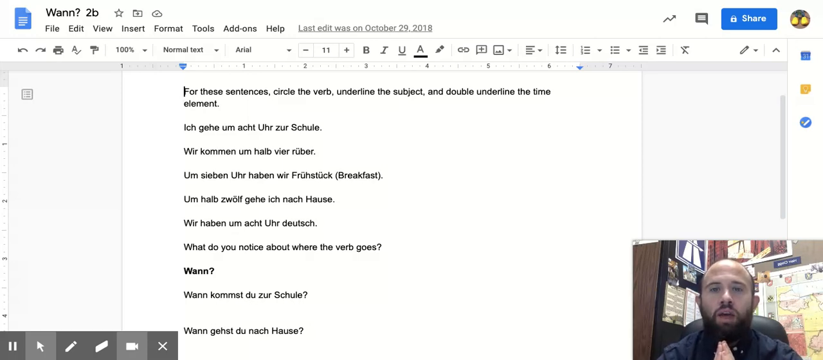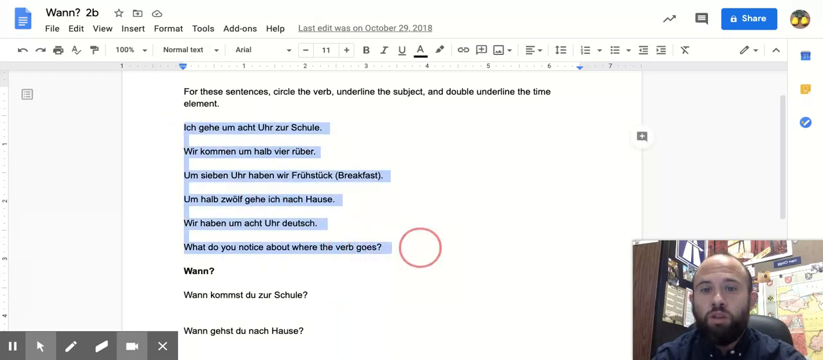And one thing I like to go through and show students early on in chapter 2 is what happens to word order when we start to talk about time. Hopefully at this point you know what a verb is. Verbs are action words. They express action or state of being. And in these sentences down below, we've got a verb in each one. Can you spot them?